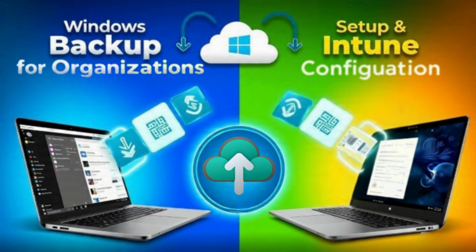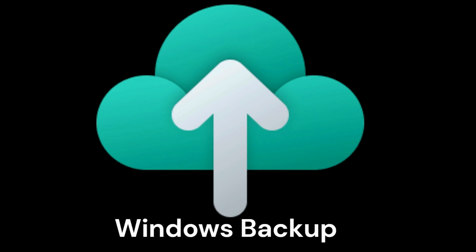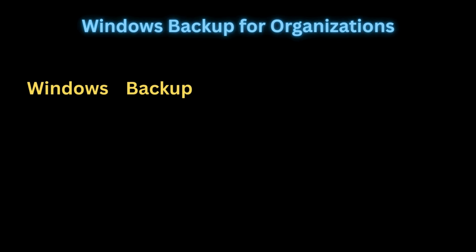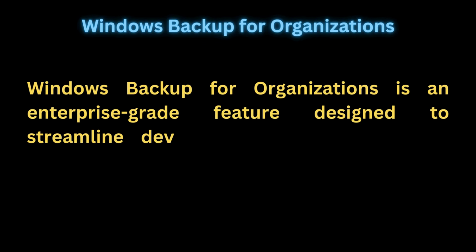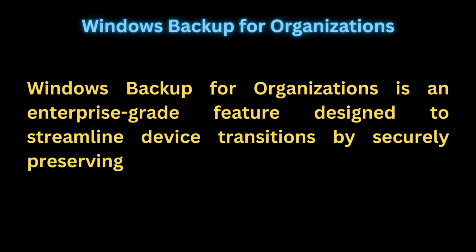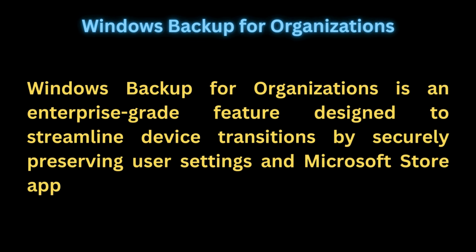Today I will explain Windows Backup for Organization, a recently introduced feature by Microsoft. This is a Microsoft tool that helps businesses save their settings and apps. Windows Backup for Organization is an enterprise-grade feature designed to streamline device transition by securely preserving user settings and Microsoft Store app configuration. Now let's understand where we can use this Windows Backup for Organization.